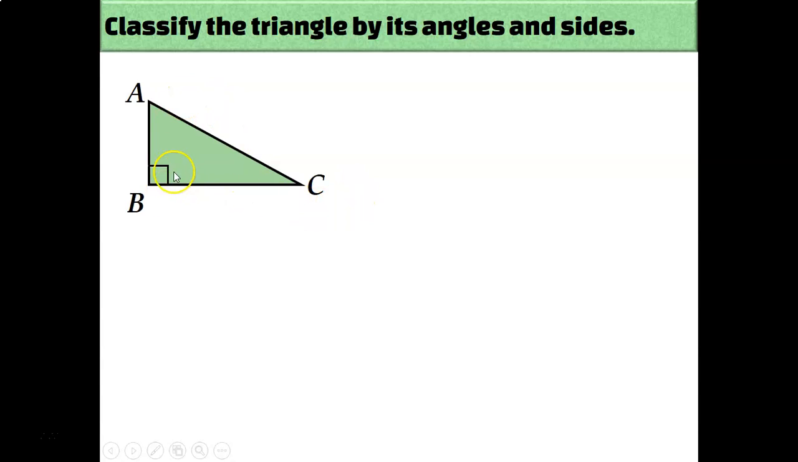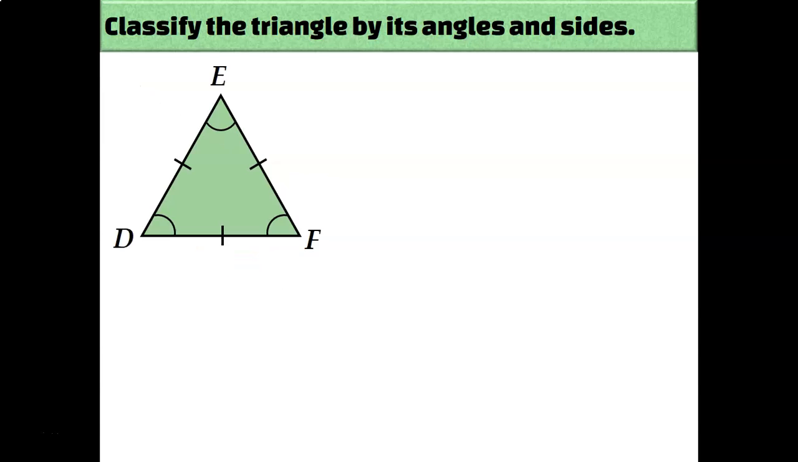Here's triangle ABC, and I see that angle B is marked as a right angle, so that means that this triangle must be a right triangle. But I don't see anything labeled about the sides. None of the sides are labeled as being congruent. Therefore we assume that this is scalene. So I would classify triangle ABC as being right and scalene. Or scalene and right. It doesn't matter what order you write those words in.